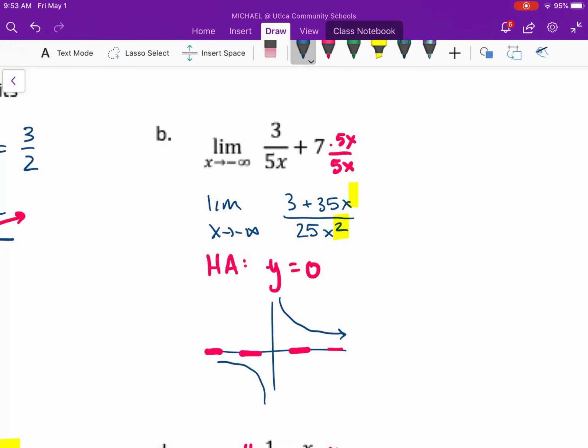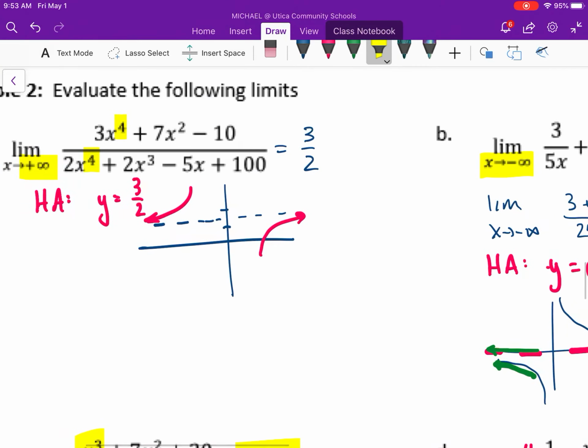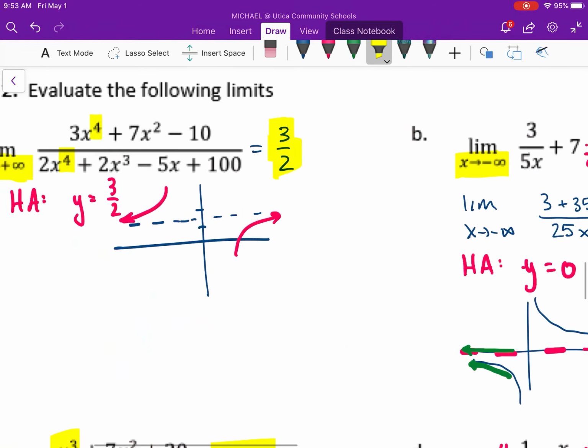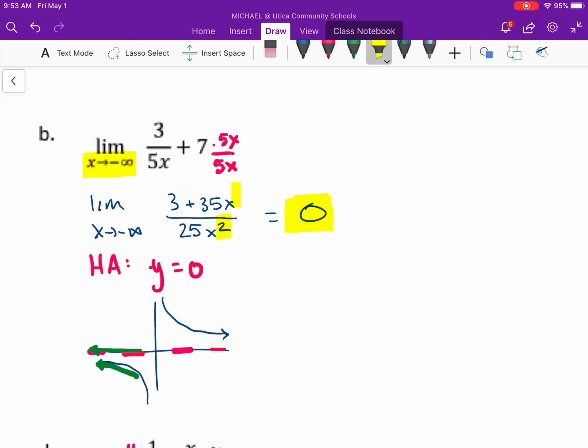So the graph, again, don't know if it's from the top or the bottom. It does not matter because as x goes towards negative infinity, where does our graph get closer to? It gets closer and closer to 0. So if you'll notice, whenever we have a horizontal asymptote, the limit at positive infinity or negative infinity is whatever that horizontal asymptote is. In the first case, 3/2. In the second case, the horizontal asymptote was 0, so the answer is 0.